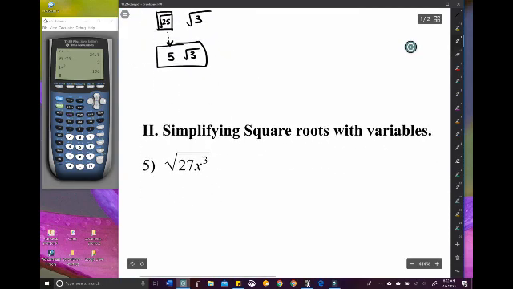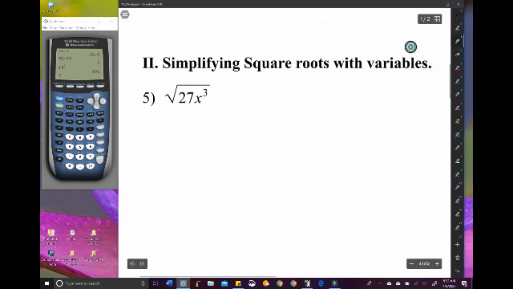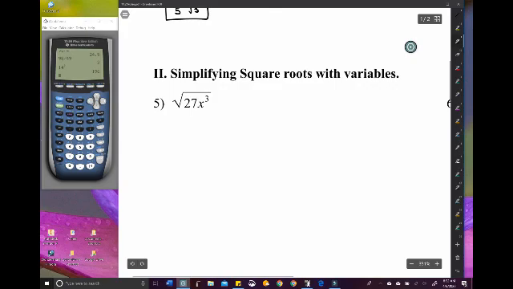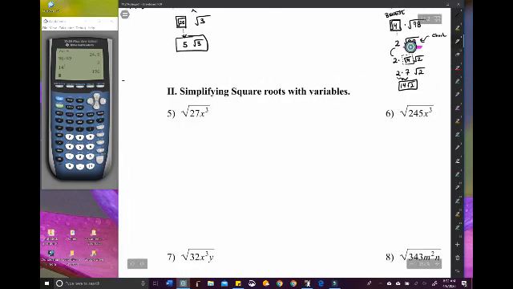Okay, simplifying square roots with variables. It's really not too bad. That will be our next lesson. I would like you guys to stop there for today and try out some of the practice problems with those particular examples. Okay, and then we will catch up with variables in the near future. Great job, guys.